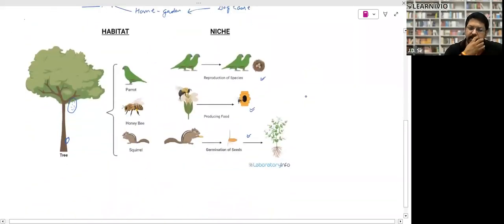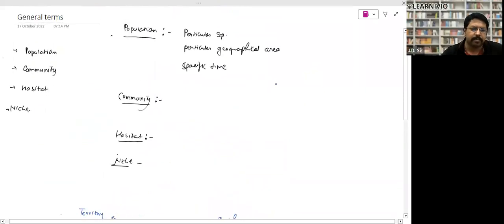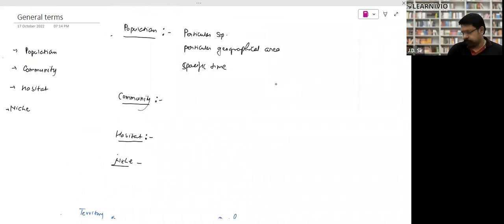What is habitat and what is the niche? Before habitat, there are some general terms. What is the population? You always say that the population of a country is this and this. Come on, tell me, what is the population?